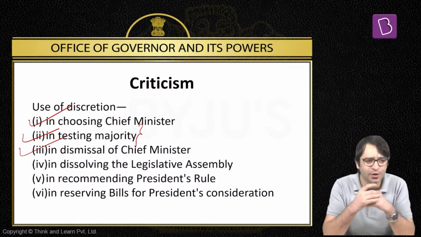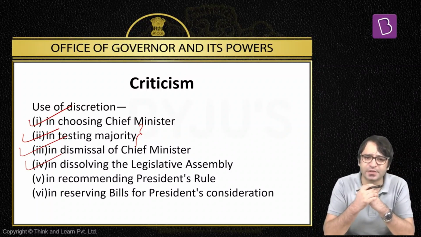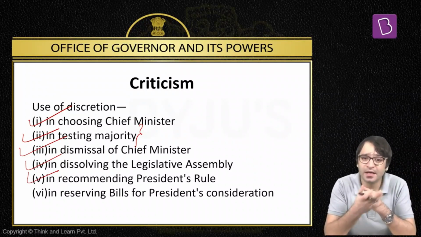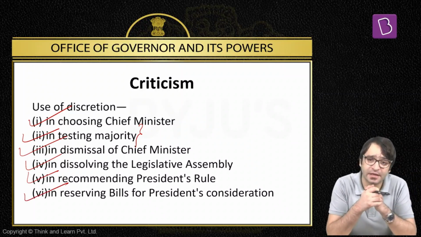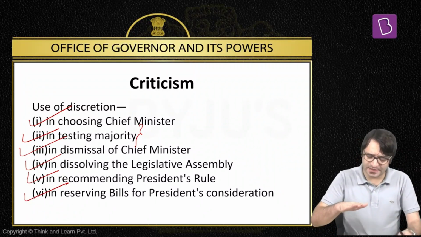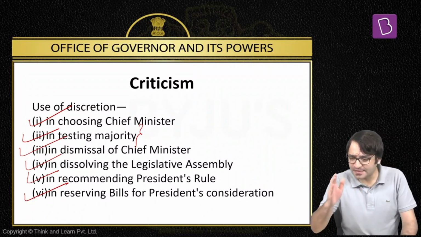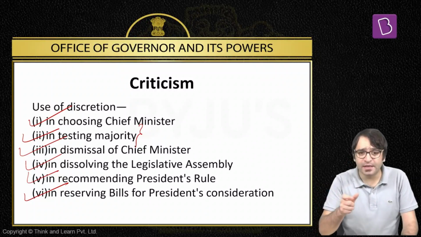Similarly, in dismissing the Chief Minister, he is misusing his discretion. Similarly, in dissolving the Legislative Assembly, he is misusing his discretion. In recommending President's rule, he is misusing his discretionary power. In reserving the bills for the consideration of the President, he is misusing his discretionary power. That means when the Constitution says there shall be a Council of Ministers headed by the Chief Minister to aid and advise the governor, who should act on that advice, except when he is to act in his discretion.